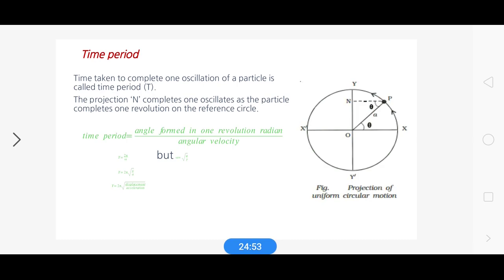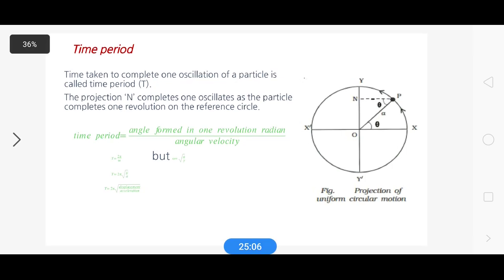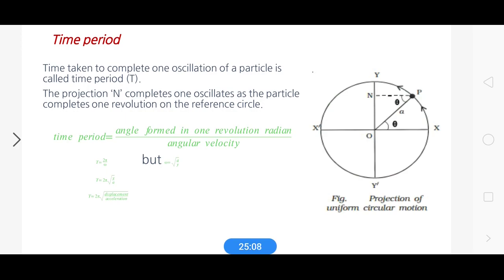Finally, the time period is equal to the angular displacement by angular velocity. And what is the angular displacement? The angle formed in one complete revolution in radians is 2 pi. We know that 2 pi is the angle formed in one complete rotation, means the angle covered in one complete rotation.